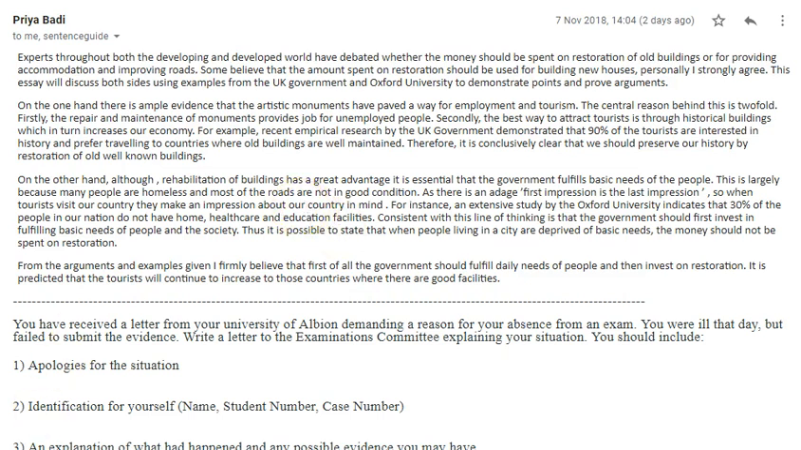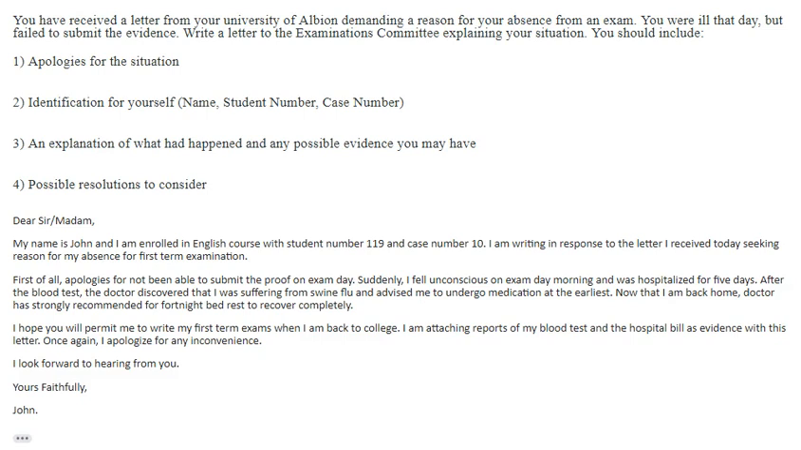A great piece. So next you had your letter to write, which was explaining why you couldn't attend an exam, and saying that you needed to include apologies for the situation, identify yourself, so with your name, student number and case number, an explanation of what happened and any possible evidence, and also a possible resolution or possible resolutions to consider. So, dear Madam, well done. So a good formal start to your letter.